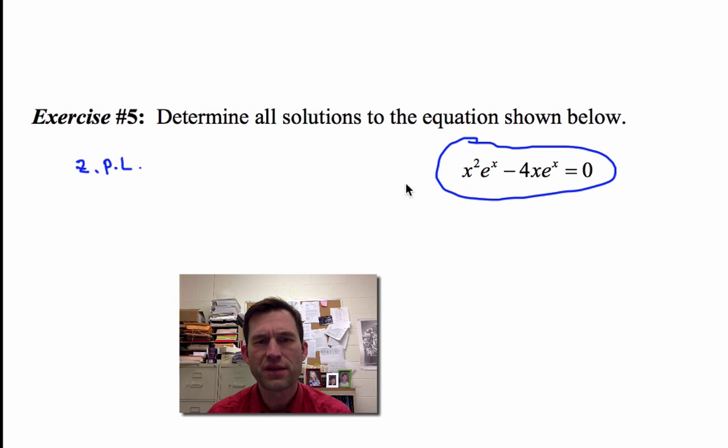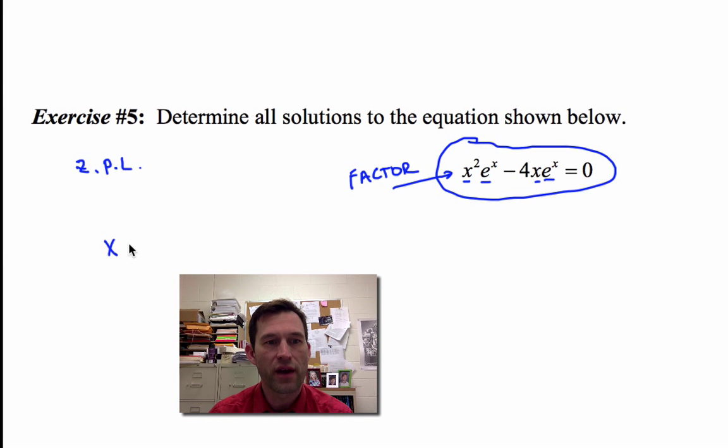Anyway, so I'm going to look at this binomial, and I'm going to see what I can factor out of it. What's obvious to me is they both have an e to the x in them, and they both have an x to the first. So I'm going to factor out an x e to the x, and what do I have left? I have an x minus 4, right?